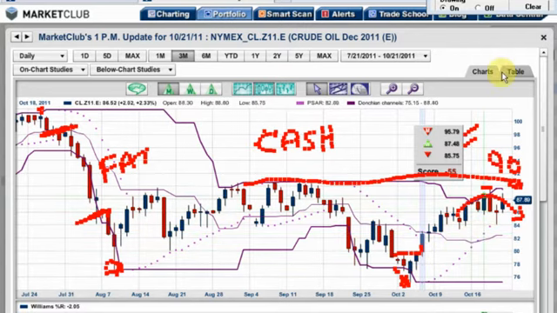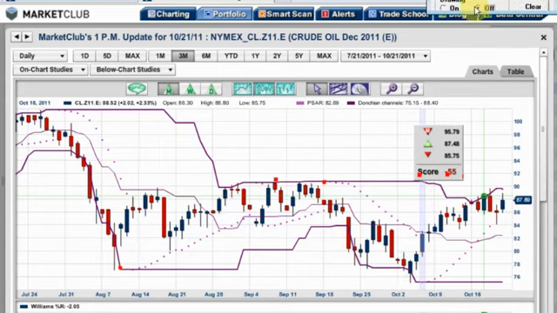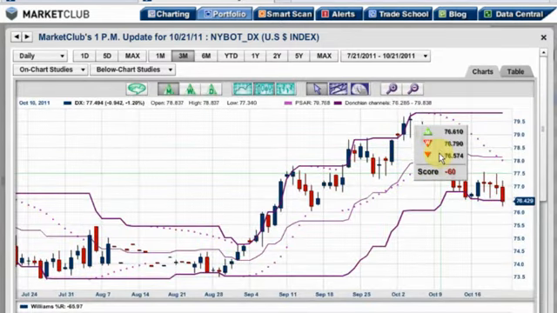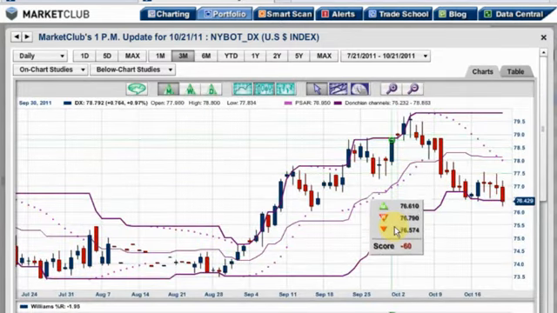So let's clear everything off the screen and go to our next market. And now the next market's an interesting market because it's the dollar index, and the dollar index has really taken a hit here in just the last couple of days. Now, look at the move.